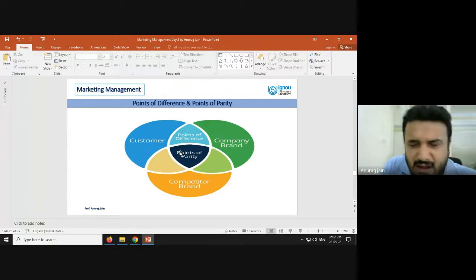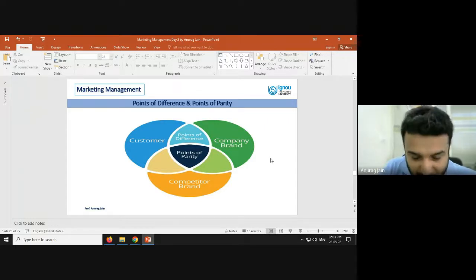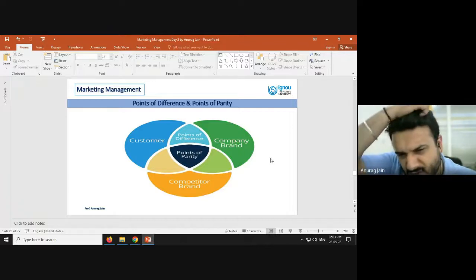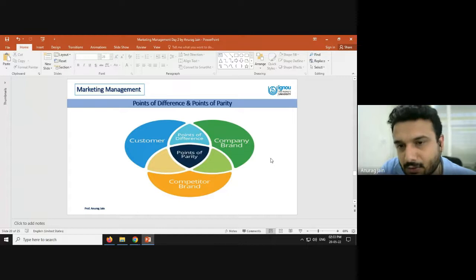There are many things that make Maruti similar to the other brands available in the market, and this is known as points of parity. They manufacture the car, the sedan, the hatchback, and cars under 6 lakh rupees. So there are many ways through which we can say Maruti Suzuki has a category membership.